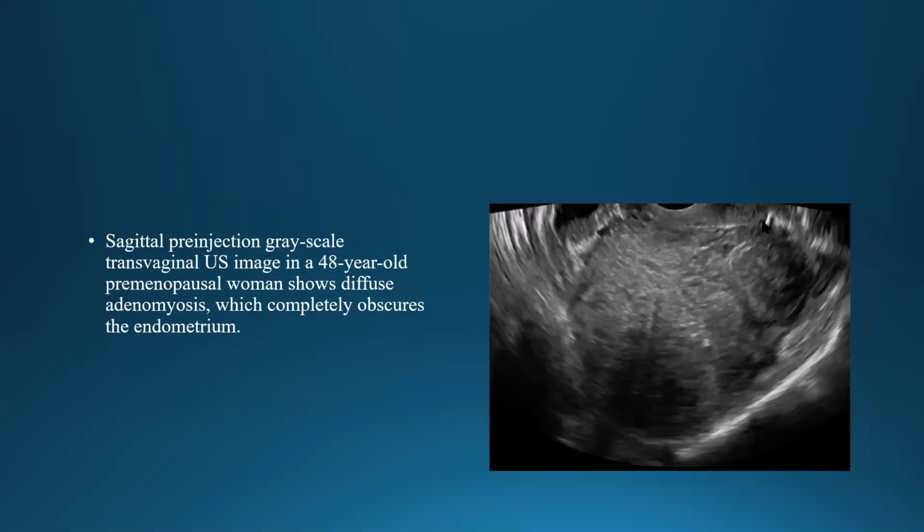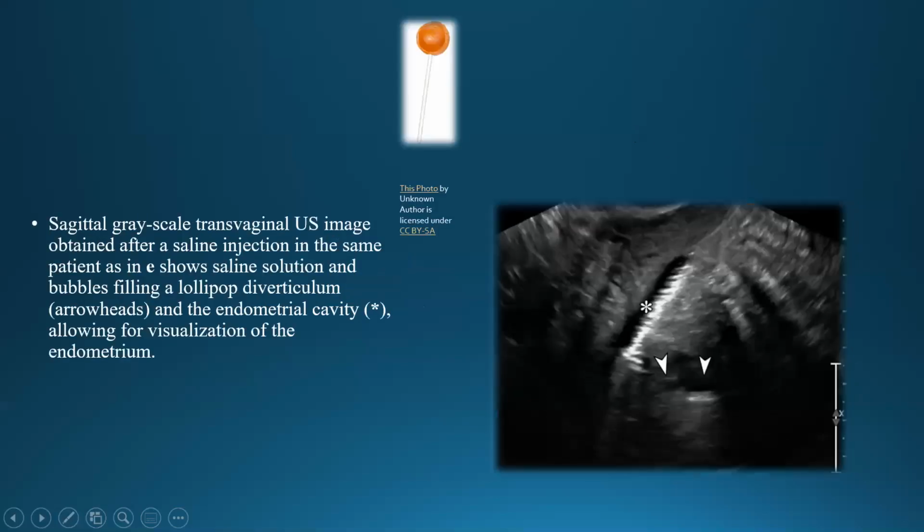This is another sagittal pre-injection, before we infuse the saline. The picture is not really clear. The patient was a 48-year-old premenopausal woman. When we do ultrasound, it shows diffuse adenomyosis, as you see here, with cystic lesions that completely obscure the endometrium. In this picture, you can't tell where the endometrium is. It's like a mass. You cannot tell the endometrium from the myometrium. Then we do the saline infusion sonography, and we can delineate the image much better than the previous one.